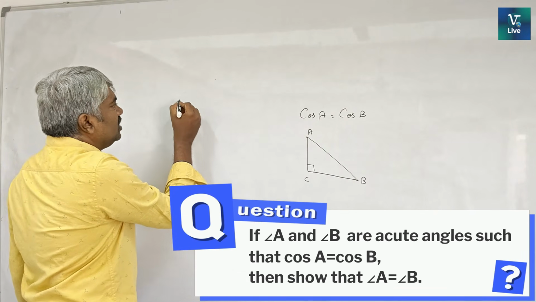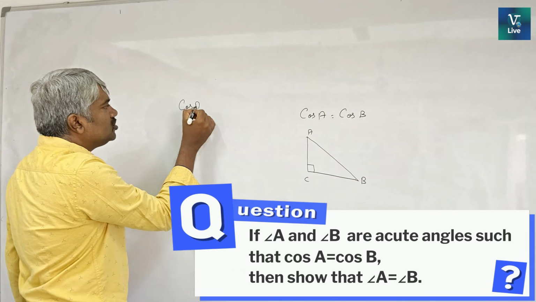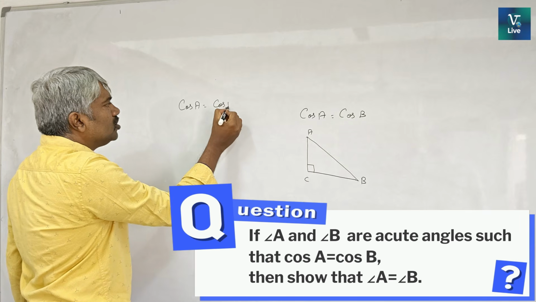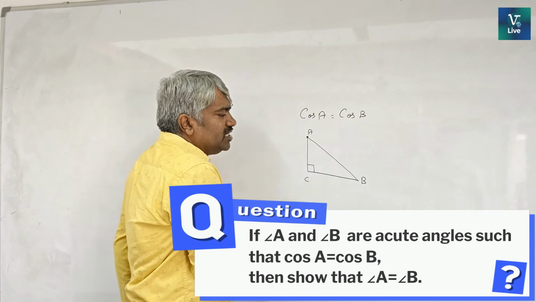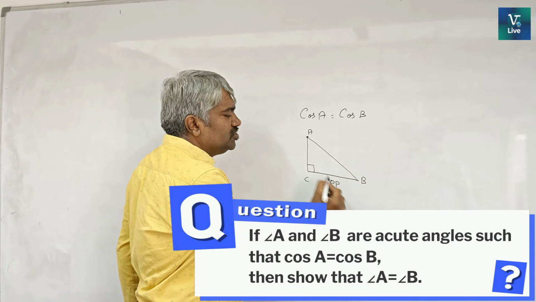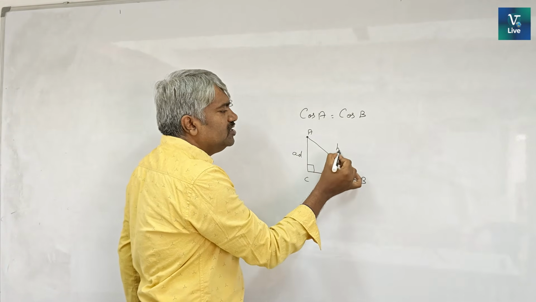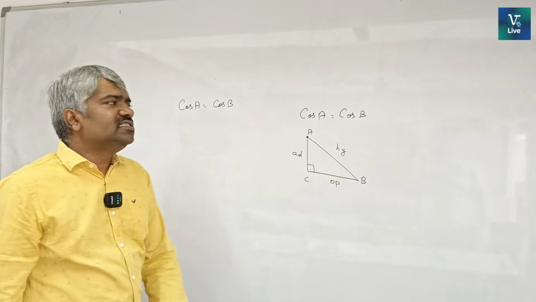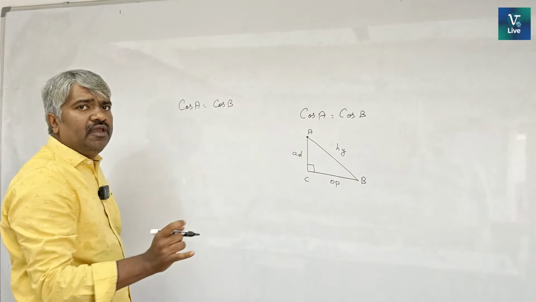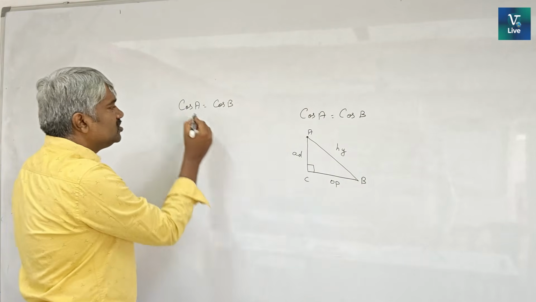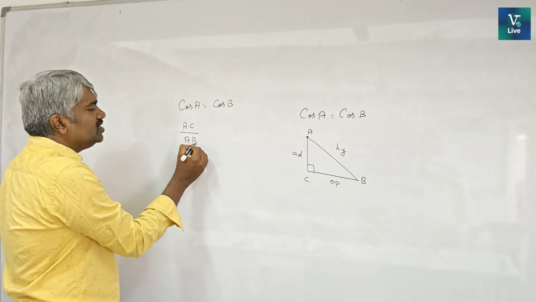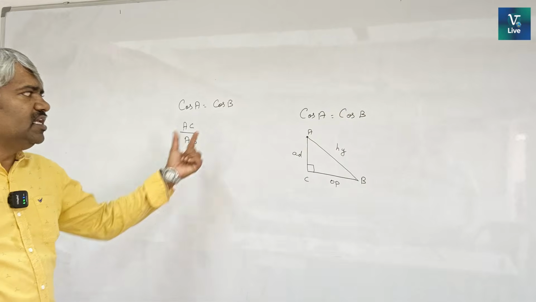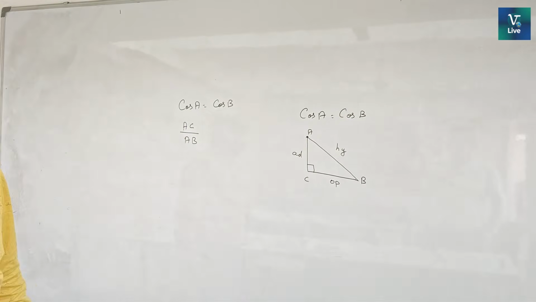Now, the condition given to us is cos A equal to cos B. Right? When you are standing at point A, the side opposite to you is the opposite side. This is hypotenuse, whereas this is the adjacent side. So what is the cos A formula? Adjacent by hypotenuse. So adjacent is AC, hypotenuse is AB. Right? In this case, you are standing at point A.